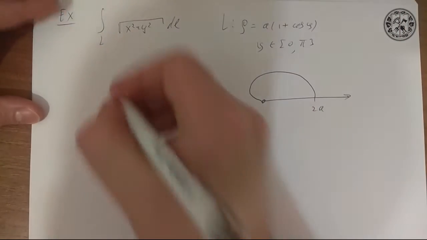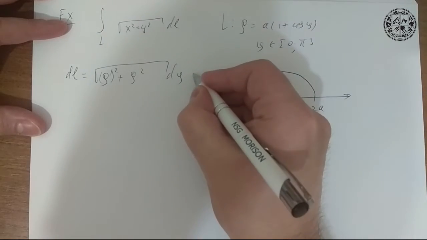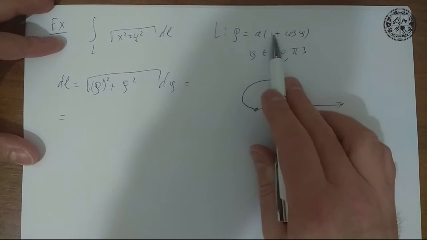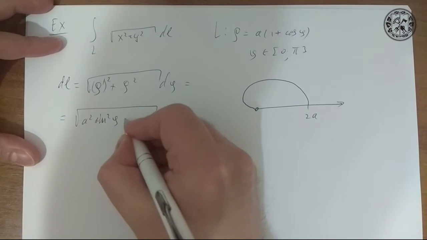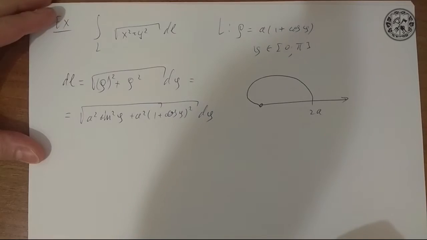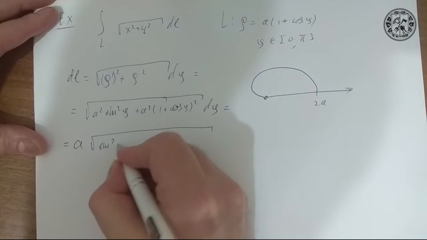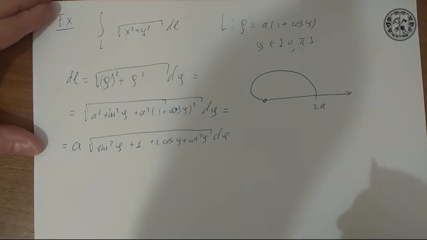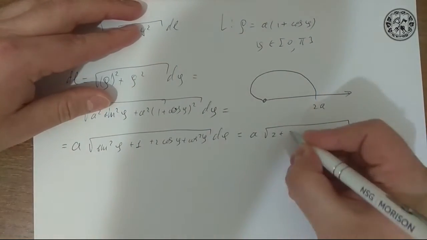Now, to calculate dl, we calculate the square root of rho prime squared plus rho squared d phi, and here the derivative of this function will be minus a sine phi, because the derivative of a times 1 is 0. So we get the square root of a squared sine squared phi plus a squared (1 plus cosine phi) squared d phi, and transforming it, we can move a out of the root: a times the square root of sine squared phi plus 1 plus 2 cosine phi plus cosine squared phi d phi. Now, sine squared plus cosine squared is 1, and 1 plus 1 is 2, so we get a times the square root of 2 plus 2 cosine phi d phi.